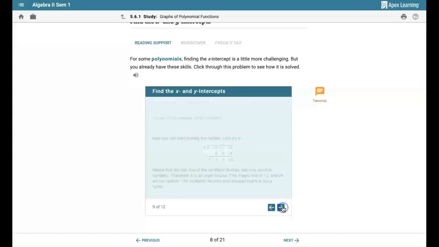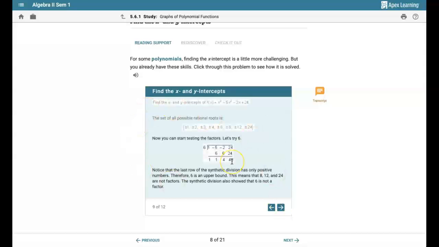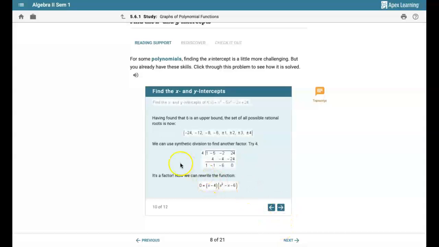All right, and then we'll test some of the roots like we just went over. So here we test 6. We find out, hey, it's all positive, so that is going to be an upper bound, so we don't even try 8, 12, or 24. All right, so then we find out that we can use synthetic division to find another factor. And we can look at 4, move down, and oh, that one's a factor.